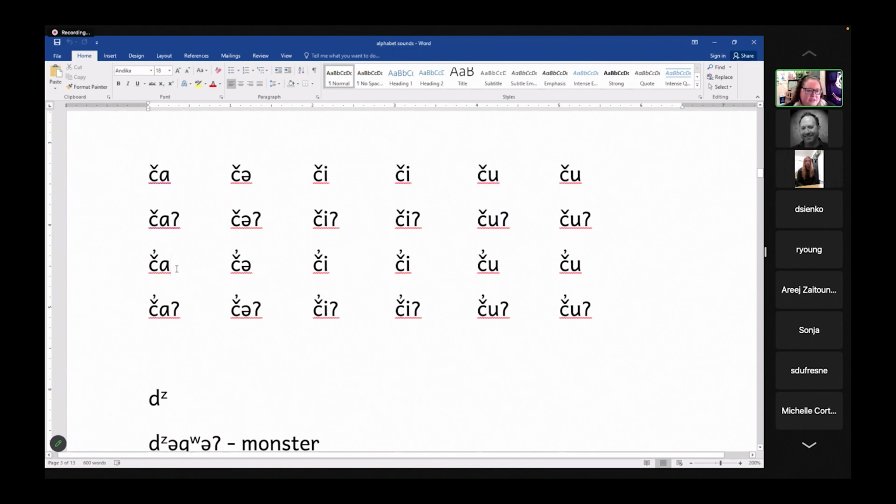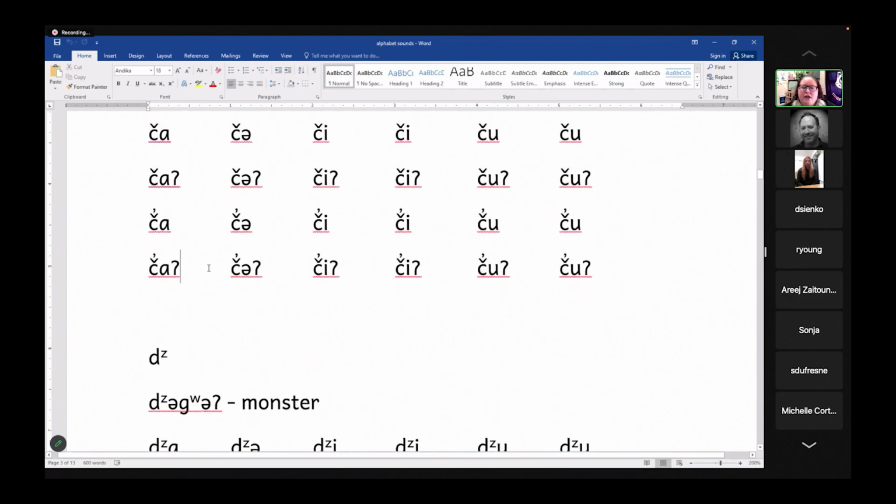And now the hard C wedge. Cha, chi, che, cho, chu. Cha, chi, che, cho, chu. And then with the glottal stop. Cha, chi, che, cho, chu.